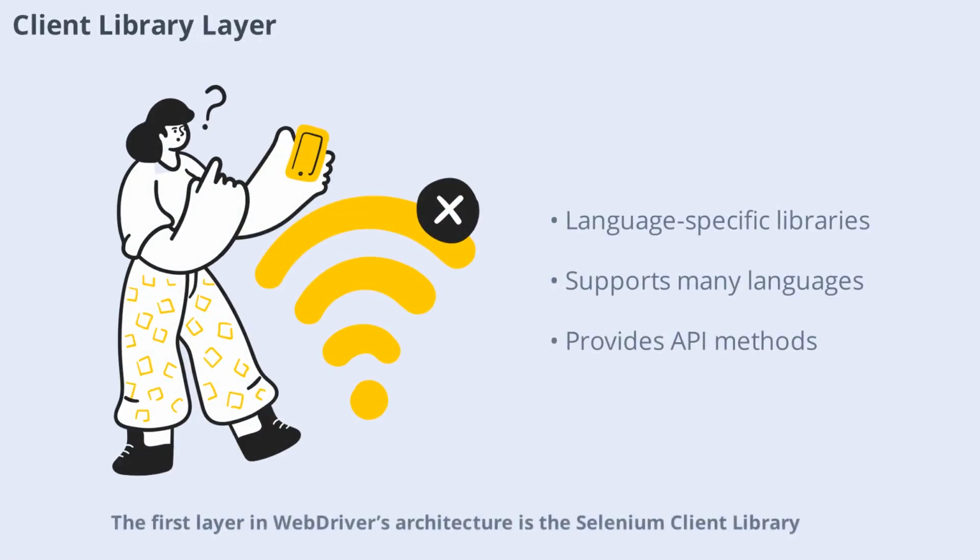The first layer in WebDriver's architecture is the Selenium Client Library, also known as language bindings. This layer supports multiple programming languages, including Java, Python, C#, Ruby, and PHP. Developers have created language-specific libraries so you can write your test scripts in the language you're most comfortable with.